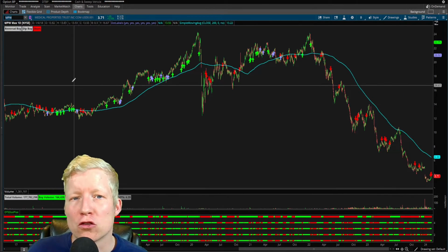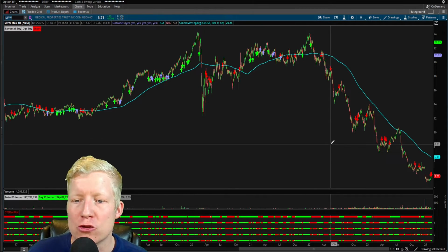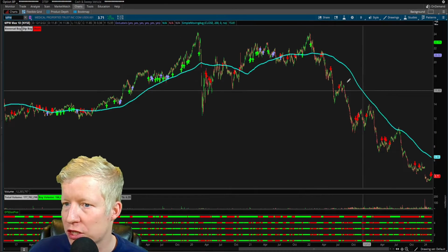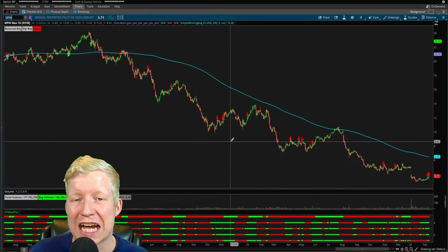The third and final trade type, short, is being triggered here on the MPW daily chart. And no wonder, because holy crap, look at this thing. Anyway, let's talk about what the short trade type is looking for.